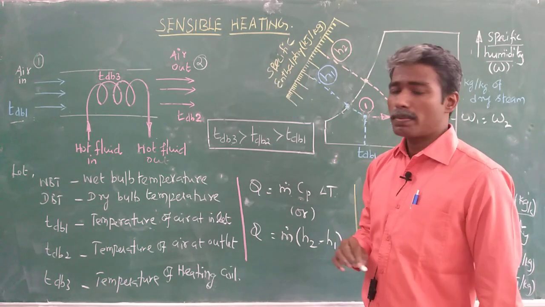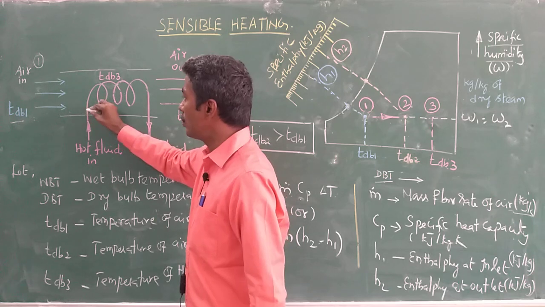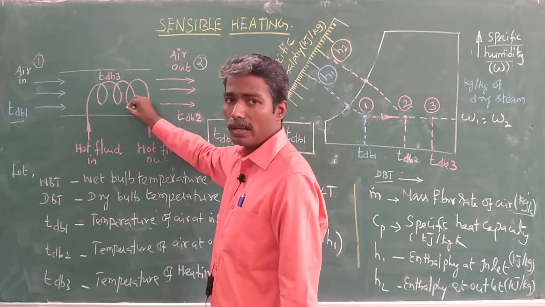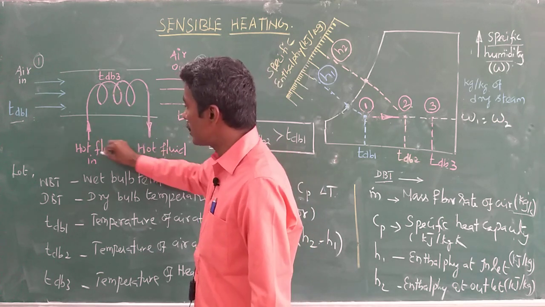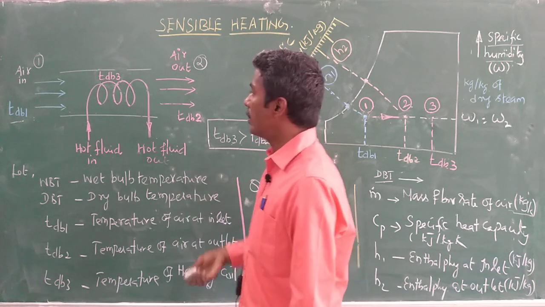To explain sensible heating, we need to have some illustration. We have a duct through which we are sending air. In between we have placed a heating coil. Through this heating coil we are sending the hot fluid in, and it comes out as the hot fluid out. Okay, right.